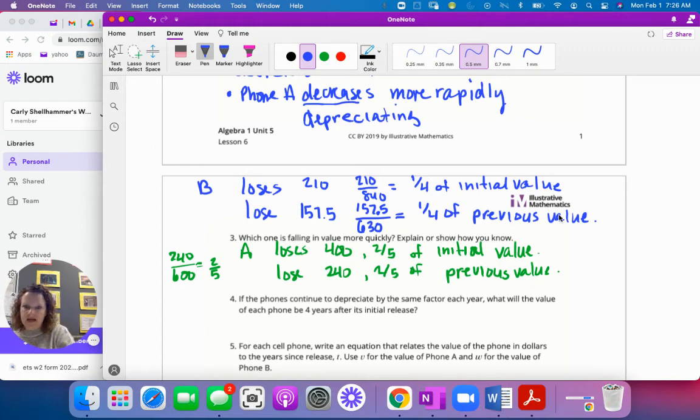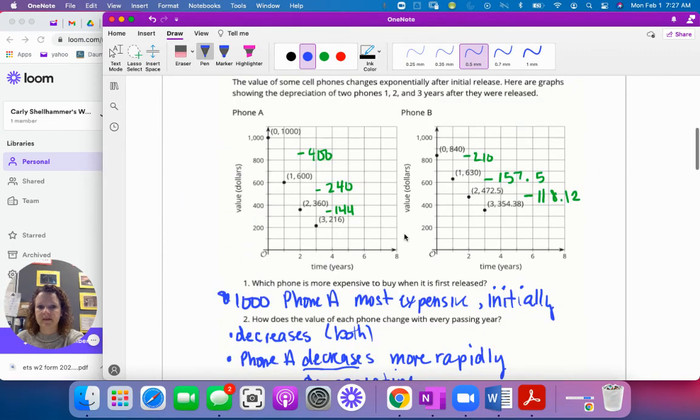So the question asked, which one is falling in value more quickly? Explain or show how you know. Therefore, we know that phone A loses value more quickly because we're losing 2/5 of the previous value each year. If the phones continue to depreciate by the same factor each year, what will the value of each phone be 4 years after its initial release?